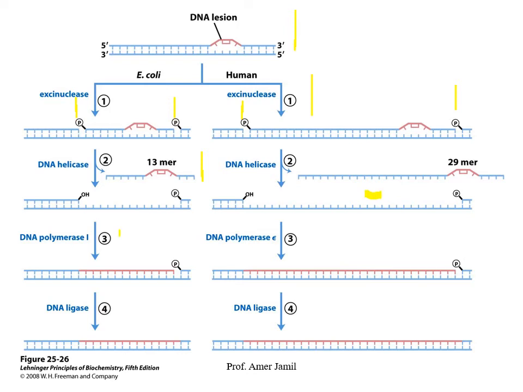So DNA polymerase 1 in case of E. coli and DNA polymerase epsilon in case of human cells regenerates the part of the DNA which is removed, followed by sealing of the nick with the help of DNA ligase in any of these. So this is nucleotide excision repair, when damage is in the form of a DNA lesion in a certain region.